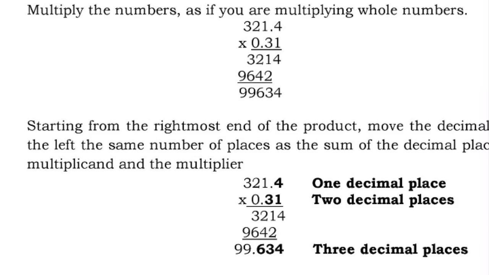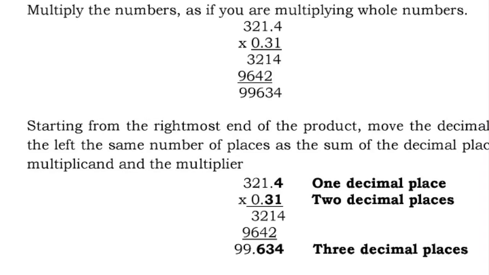Then 3 times 4 is 12. Carry 1. 3 times 1 is 3. Plus 1 is 4. 3 times 2 is 6. 3 times 3 is 9. Then 4. 1 plus 2 is 3. 2 plus 4 is 6. And 3 plus 6 is 9. Then 9. Then after having this one, you're going to count the number of places of the decimal.